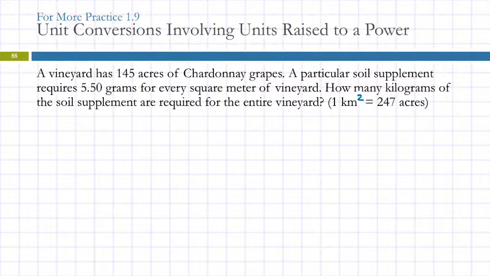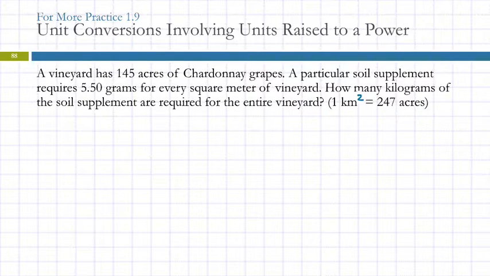Okay, so this one's a little more complicated, isn't it? It's also maybe a practical problem. You could actually run into this. You're running a vineyard. What do you do? Pull the numbers and their units out first. So you read through the problem all the way, and then you go back and you pull out the numbers.